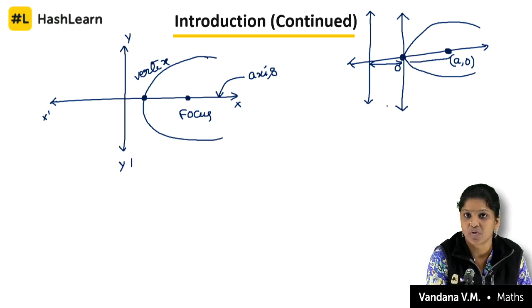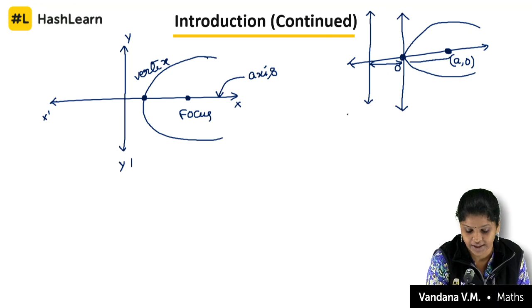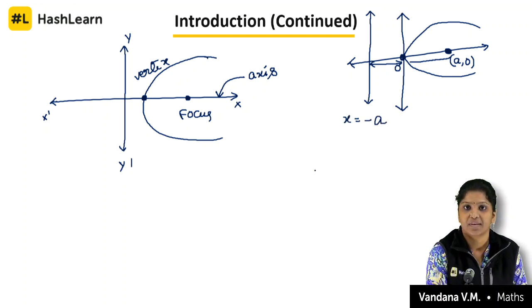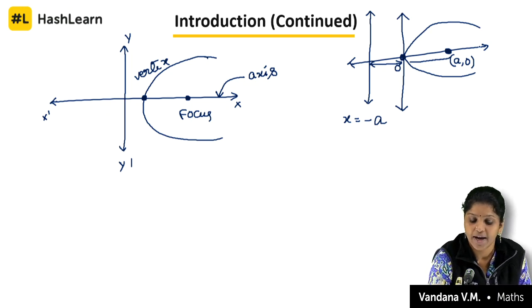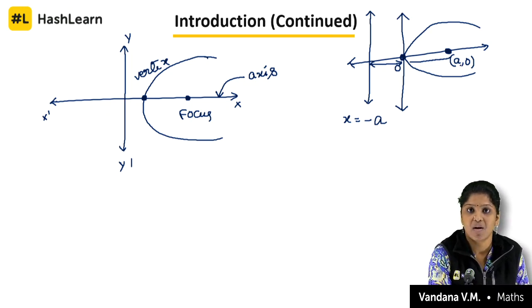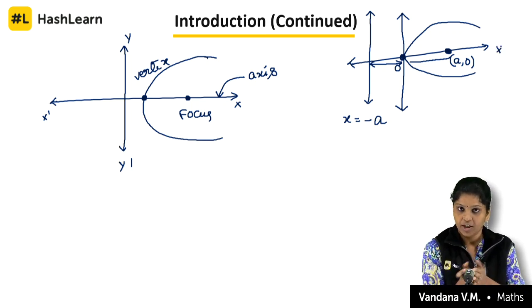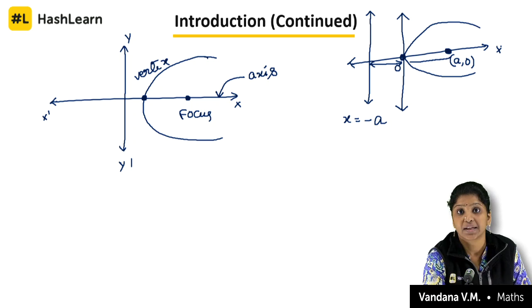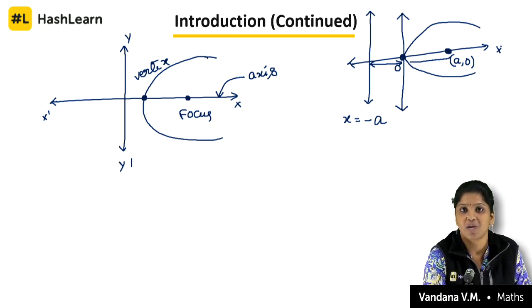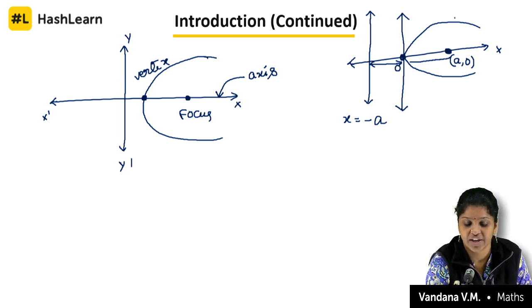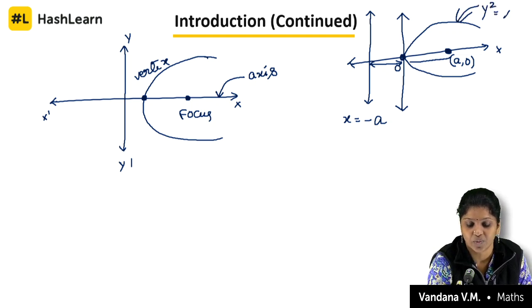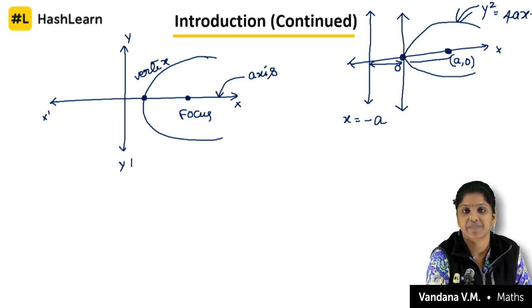That means the directrix is on the negative side of the x-axis. Then the equation of the directrix is x equals minus a. Clear? And this is symmetric along the x-axis. If you fold it, where will we get that fold? Along the x-axis. So the general equation will be in the form y square is equal to 4ax.